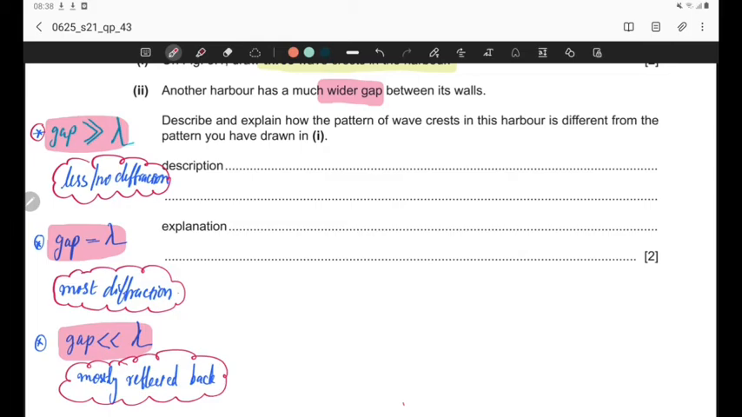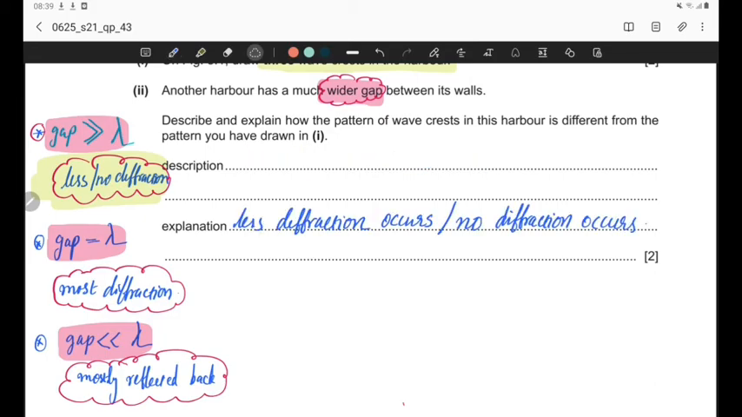Therefore, now we can answer this part, that when the gap width increases or is wider, that is an example of the first case. We can write very less diffraction occurs, or no diffraction occurs. Sorry, this must be the point we should write for the explanation, because this question has two parts. Description, that is what is the observation or what will be the pattern of the wave, that should be written in the space given for description.